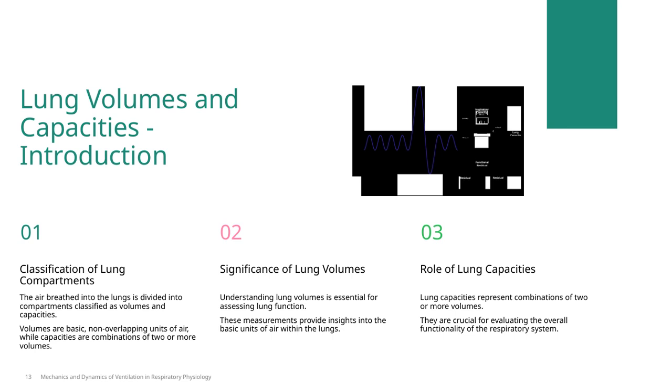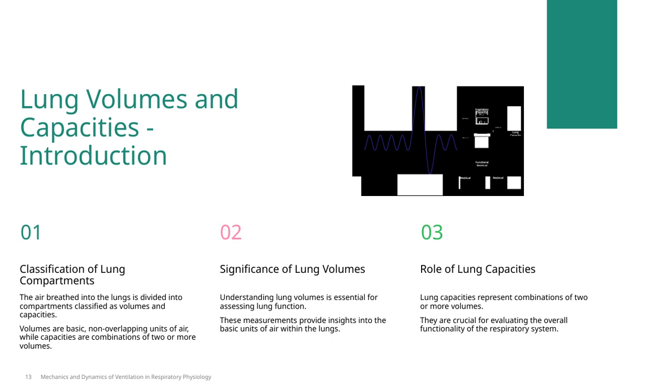Next, we'll look at how the air we breathe is organized into different compartments, which we classify as volumes and capacities. Think of volumes as the fundamental, non-overlapping units of air in the lungs, each representing a specific amount of air. Capacities, on the other hand, are combinations of two or more of these volumes, giving us a broader picture of lung function.